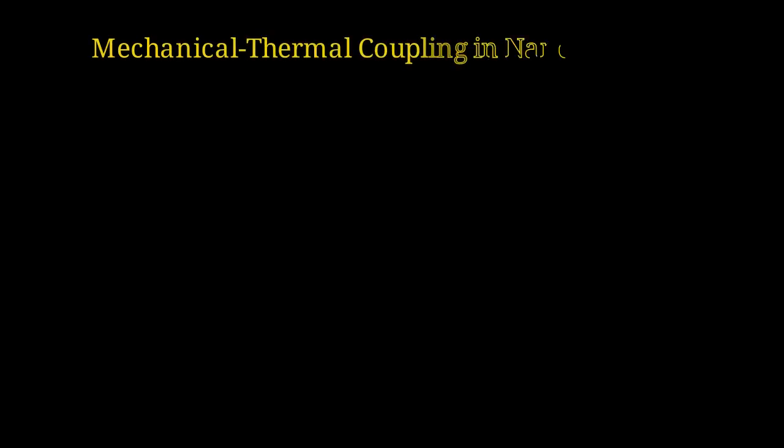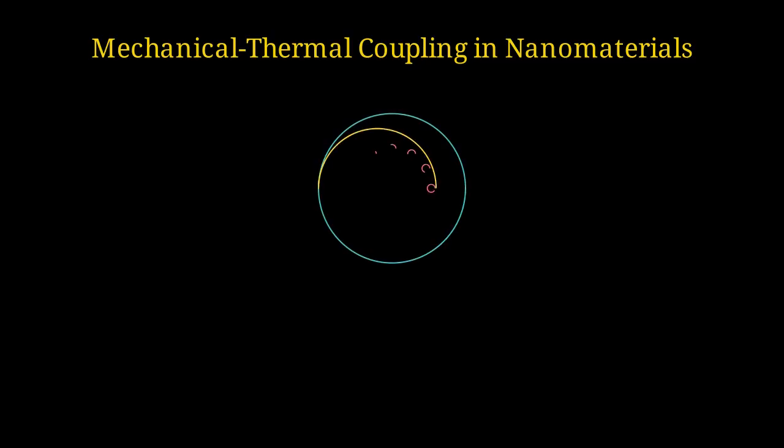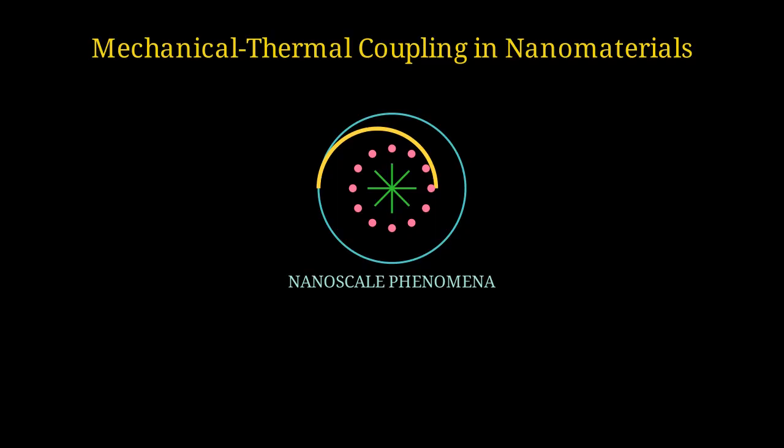Welcome to an exploration of how bending and curving nanomaterials creates extraordinary electronic and magnetic effects that simply don't exist in bulk materials. At the nanoscale, when materials bend or curve, their atomic arrangement changes in ways that fundamentally alter electronic and magnetic properties.